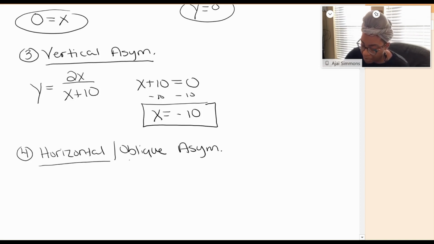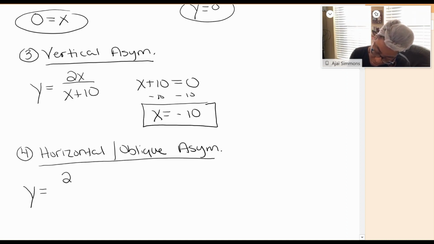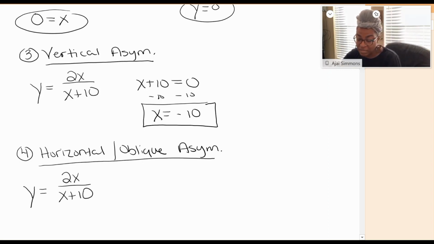Okay. And I put these two together because the procedure is kind of the same for both. So horizontal and oblique have to do with whether the rational function is proper or improper. So when I look at the original rational function, I need to see if this is a proper or improper rational function. The way that I do that is I look at the degree of the top and I look at the degree of the bottom.